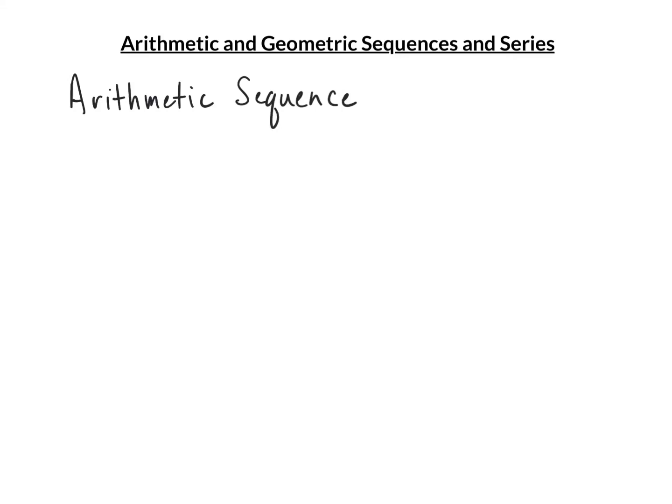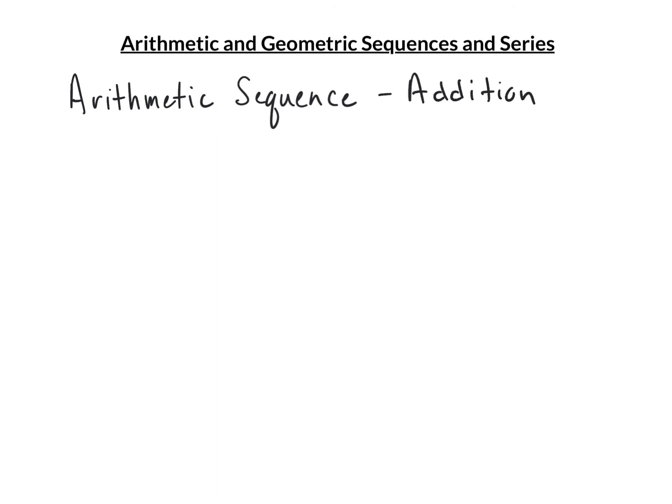Today, we're going to take a look at arithmetic and geometric sequences and series. An arithmetic sequence is a list of numbers where the growth, the change, is created by addition. Keep in mind, you could be adding a negative, so it could also decrease. But the key idea here is it's created by addition.